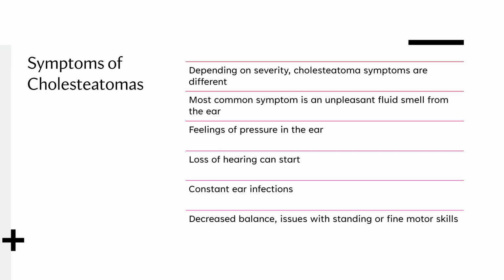Symptoms of cholesteatomas. Depending on the severity, cholesteatoma symptoms are different. The most common symptom is an unpleasant fluid smell from the ear, feelings of pressure in the ear, loss of hearing can start, constant ear infections, decreased balance, issues with standing, or fine motor skills. These are all symptoms of cholesteatomas that were significant between patients.